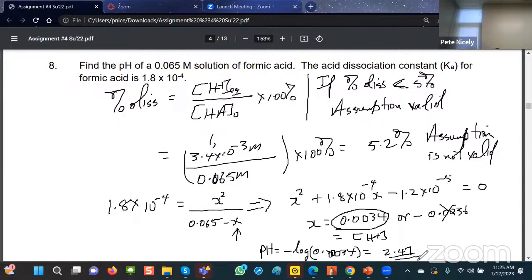But basically, what I would recommend is that if the percent dissociation is greater than 5%, just go ahead and do it the longer way, because there's no guarantee that the answer is going to be the same as what you would have gotten if you had made the assumption. You see what I'm saying? So in this case, it works out to be the same, but in other instances, I'm quite sure you'll find that that's not going to be the case. Okay, any other questions about this particular problem?